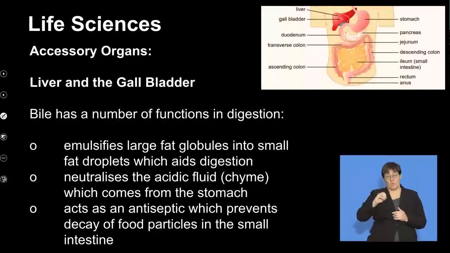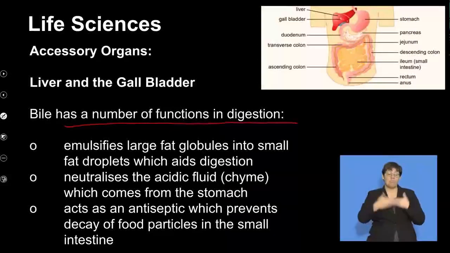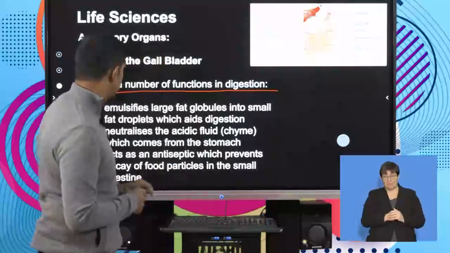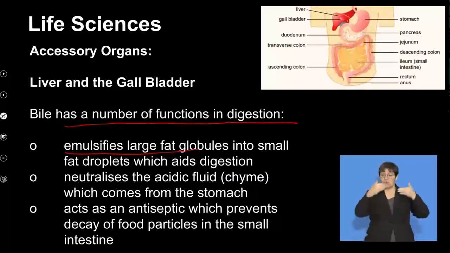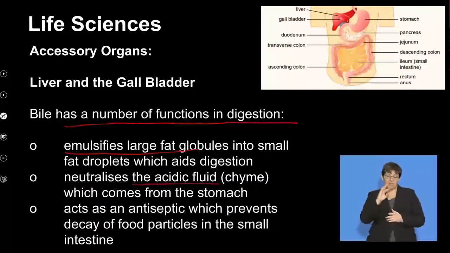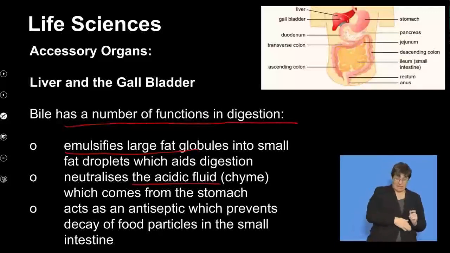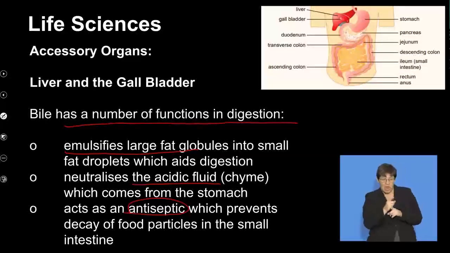We also know that bile has a number of functions in the process of digestion, which we will look at in detail, from aiding in emulsifying fat droplets to neutralizing acidic fluid that comes from the stomach into the small intestine, and it also acts as an antiseptic to help destroy some bacteria or pathogens that might enter along with food.